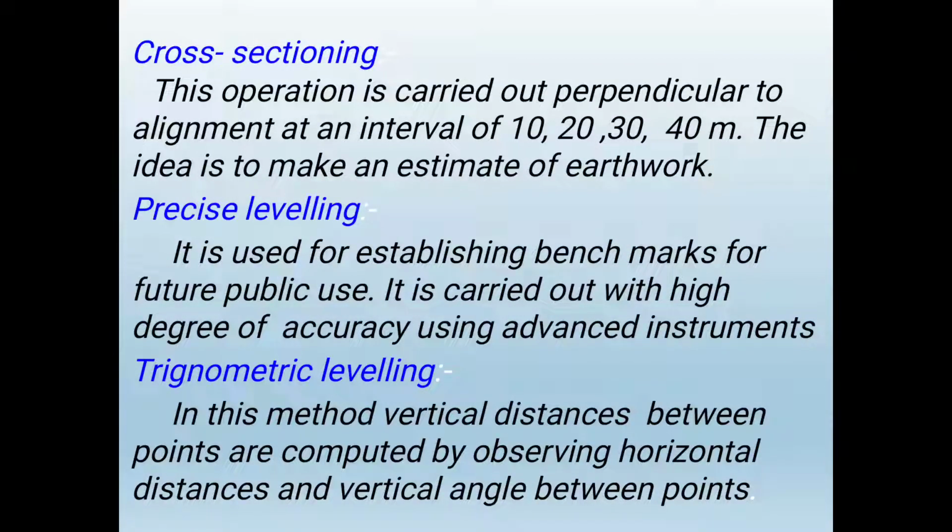Cross-sectional leveling. The operation of taking levels transverse to the direction of longitudinal leveling is known as cross-sectional leveling. The cross-sections are taken at regular intervals such as 20 meter, 40 meter, 50 meter and so on along the alignment. Cross-sectional leveling is done in order to know the nature of the ground across the center line of any alignment.